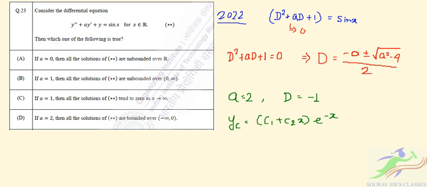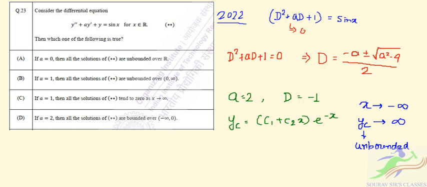So if here x tends to minus infinity, what will be the y complementary? It will tend to plus infinity. So this shows that yc is unbounded. It is not bounded within this particular interval minus infinity to 0. Whenever x is tending to plus infinity, yc will tend to minus infinity. Same case, yc will be unbounded. So D is not correct.